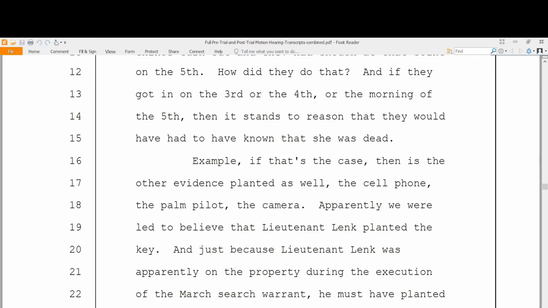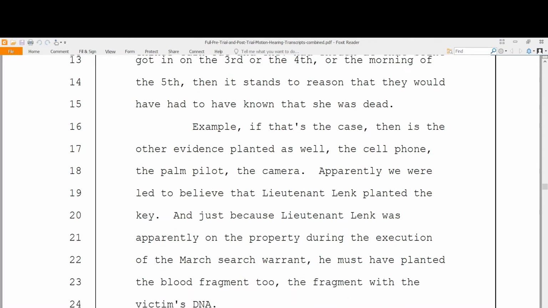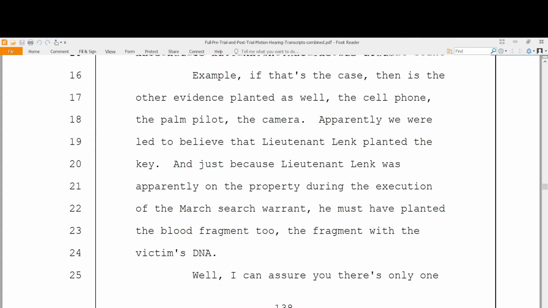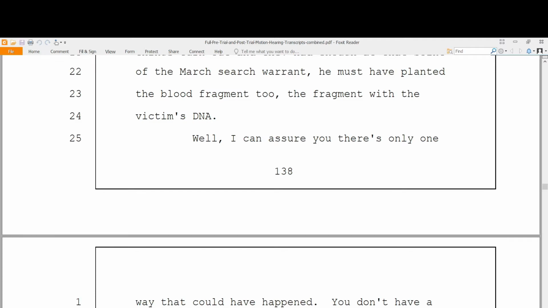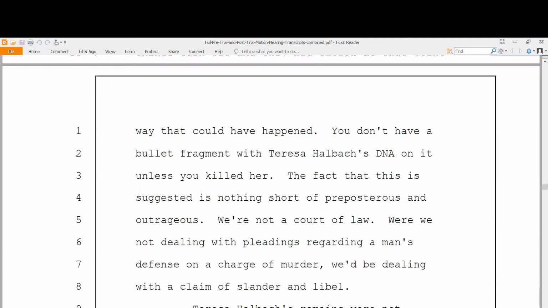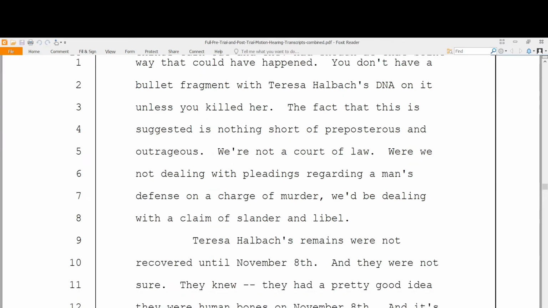For example, if that's the defense's case, then is the other evidence planted as well, the cell phone, the Palm Pilot, the camera? Apparently, we are led to believe that Lieutenant Lenk planted the key. And just because Lieutenant Lenk was apparently on the property during the execution of the March search warrant, he must have planted the bullet fragment too, the fragment with the victim's DNA. Well, I can assure you there's only one way that could have happened. You don't have a bullet fragment with Teresa Halbach's DNA on it unless you killed her. The fact that this was suggested is nothing short of preposterous and outrageous.